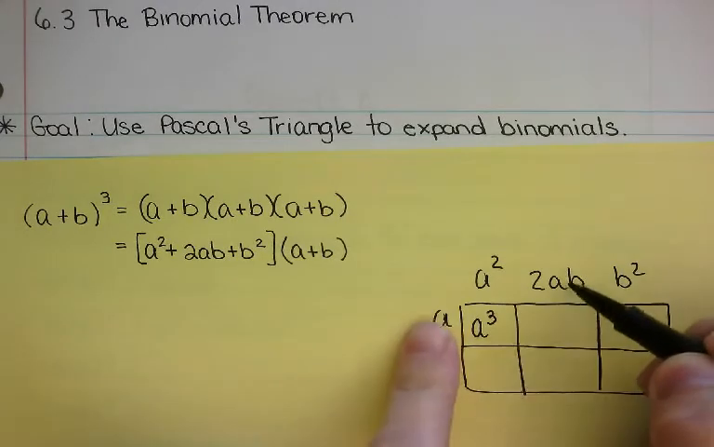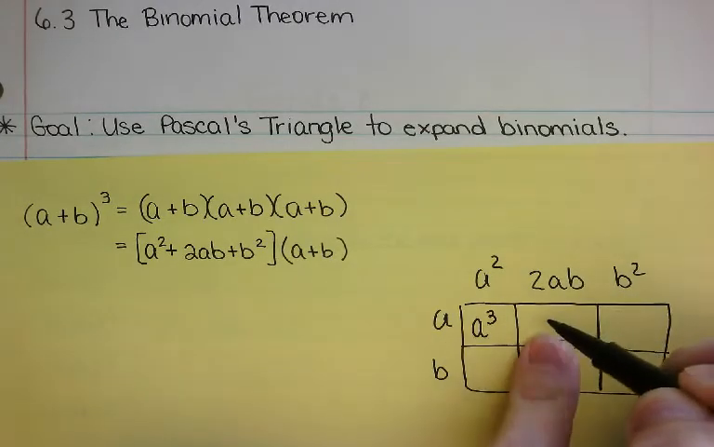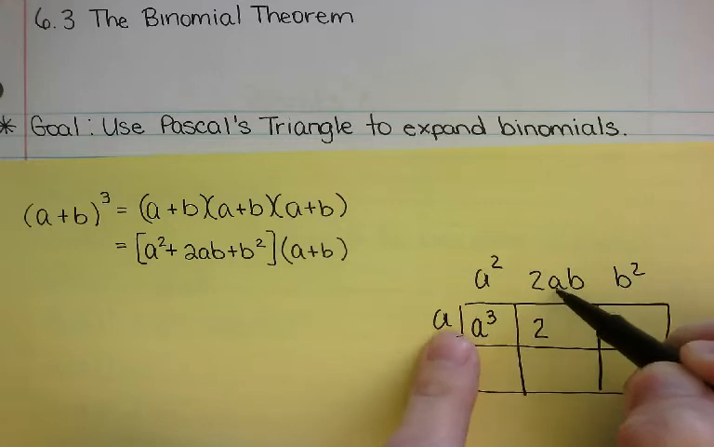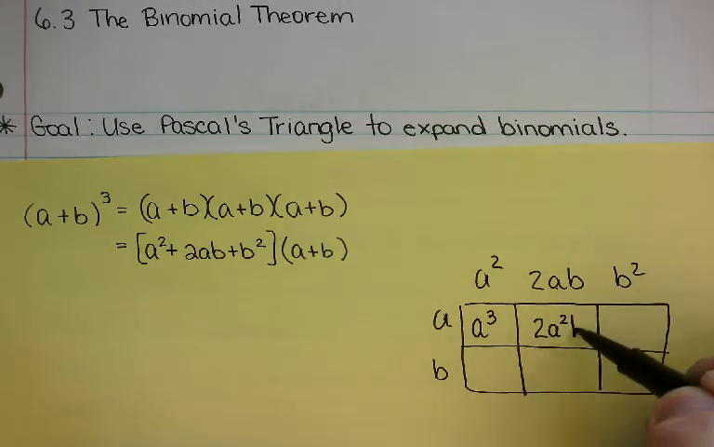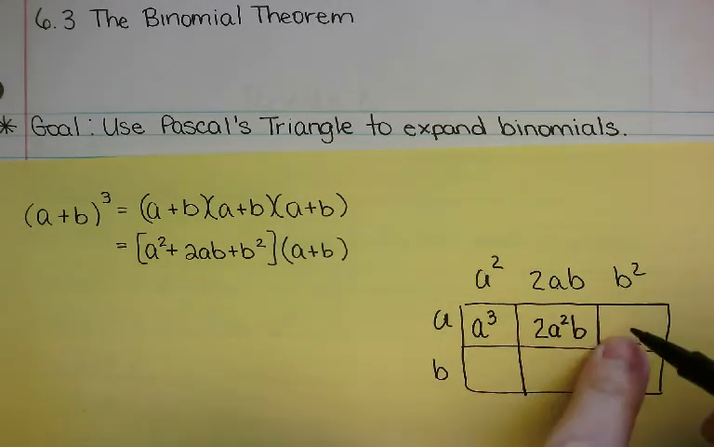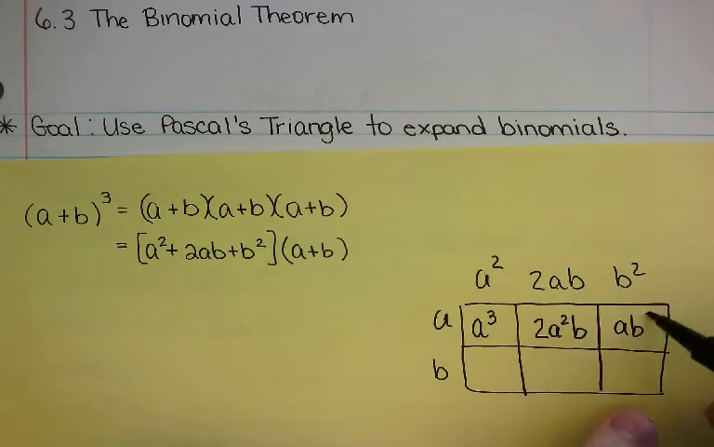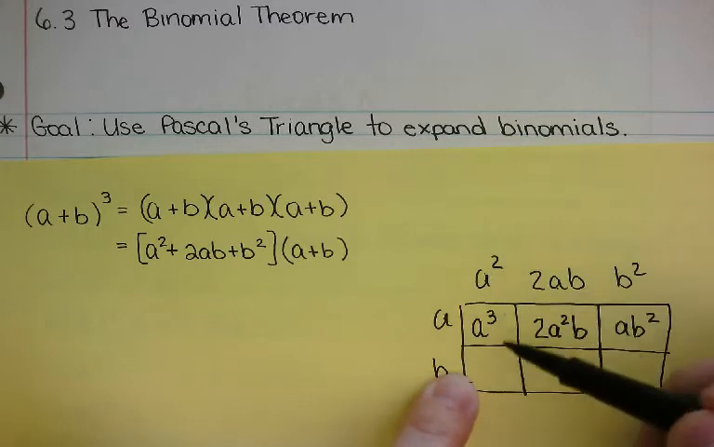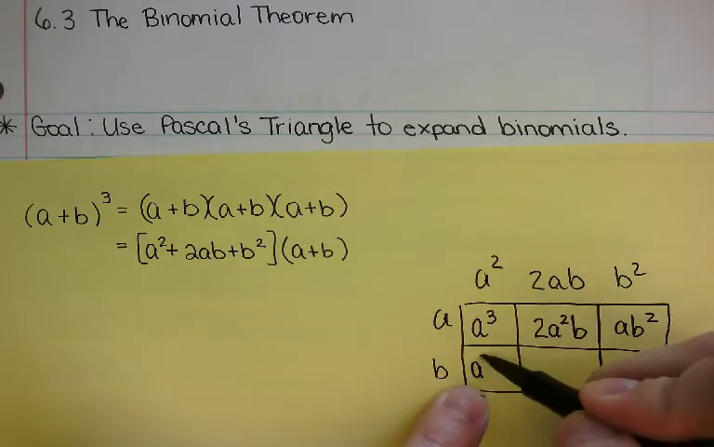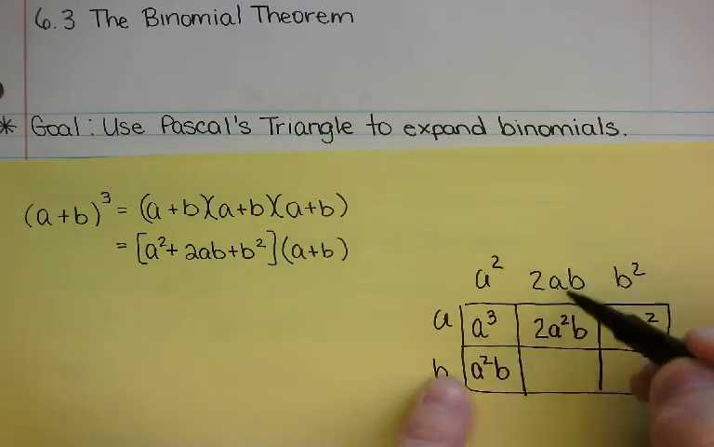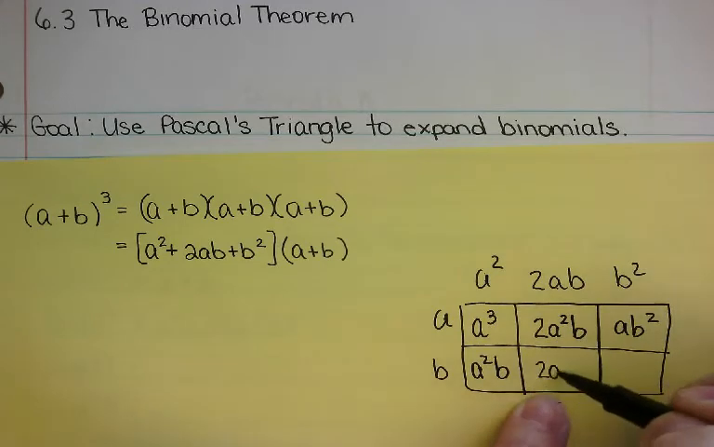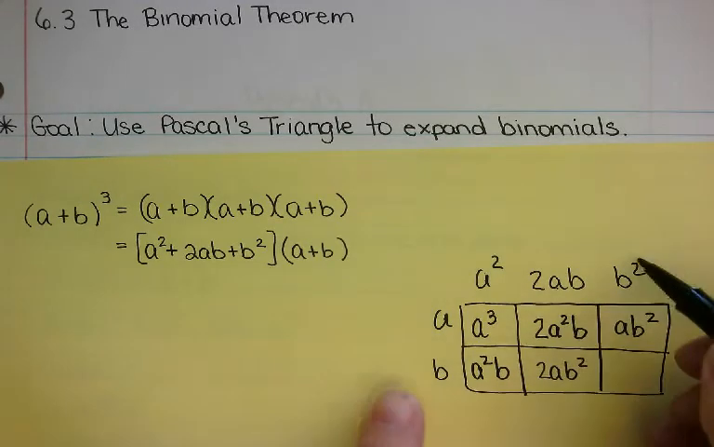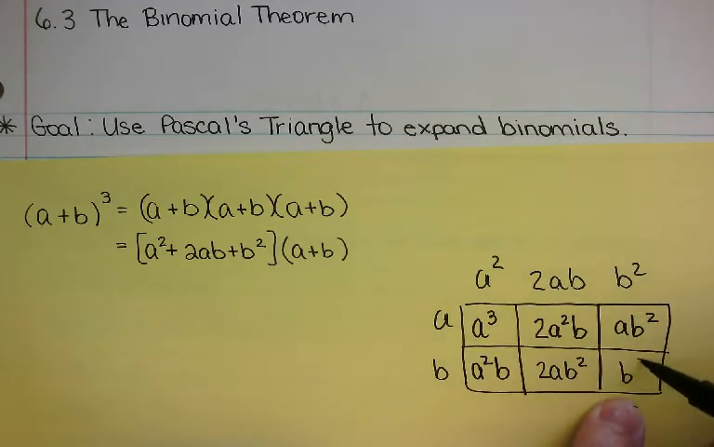If I want to multiply these two together, I'm going to have a 2a squared b. Here, I'm going to multiply them together, and I'm going to have an ab squared. Next one, again, I'm going to have an a squared b. Next product is going to give me a 2ab squared, and then last I'm going to get the b cubed.